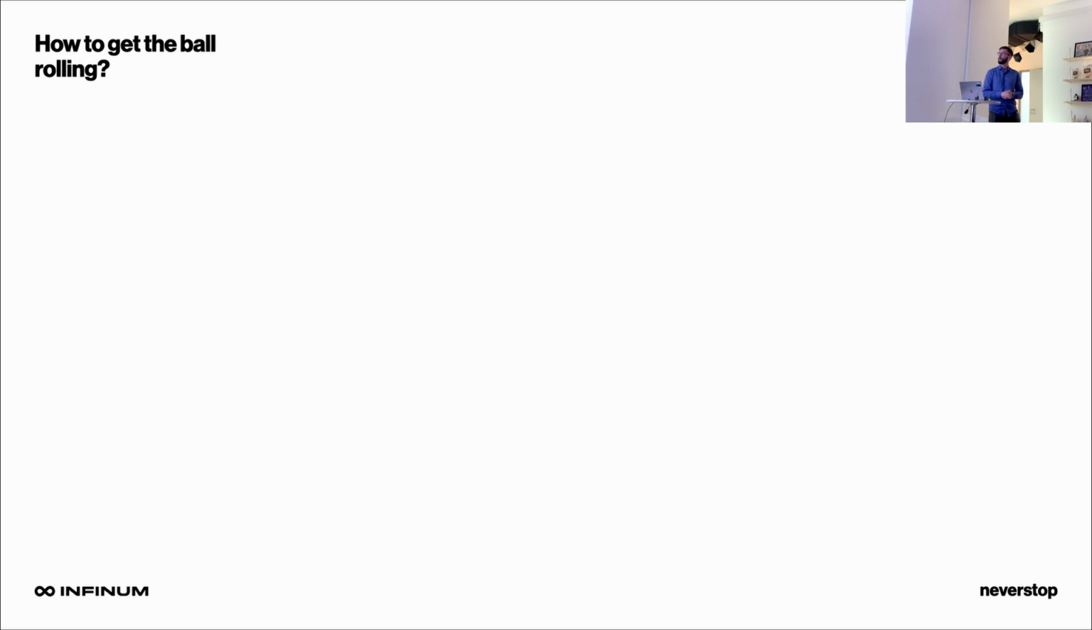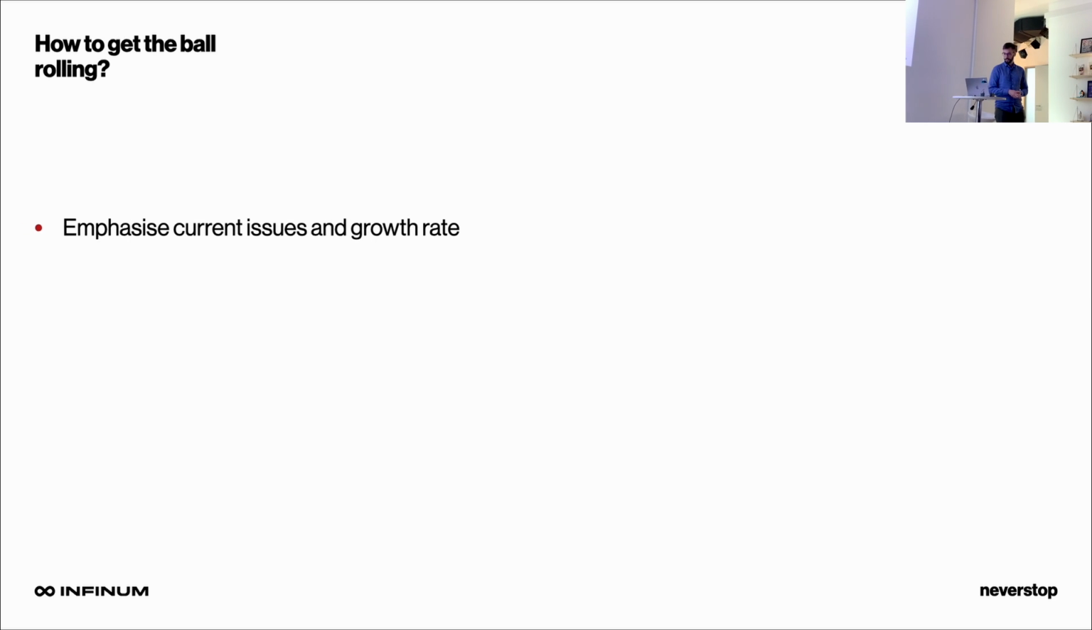So at the end, we talked about responsibility. How do we get the ball rolling? Well, for starters, I think it's important to emphasize current issues and growth rate. So if you have developed a certain feature and you want to tackle some technical debt, you can always go back to the estimates and tell the client how different the estimates would have been if you fixed some things before that.